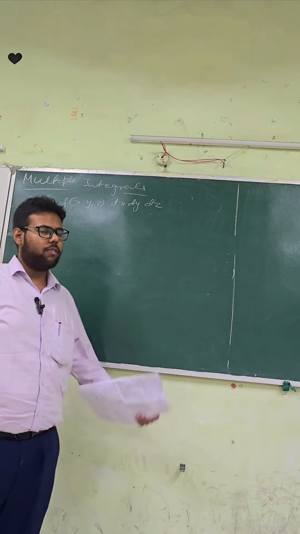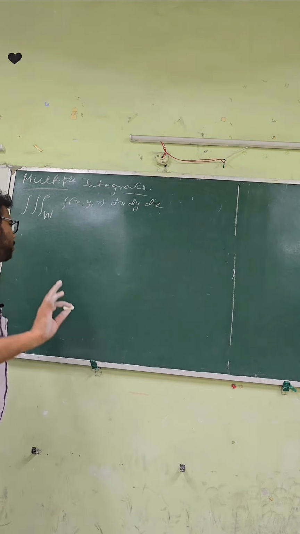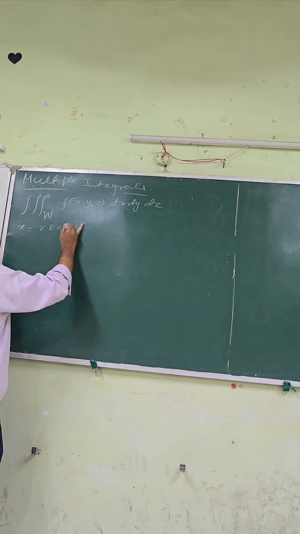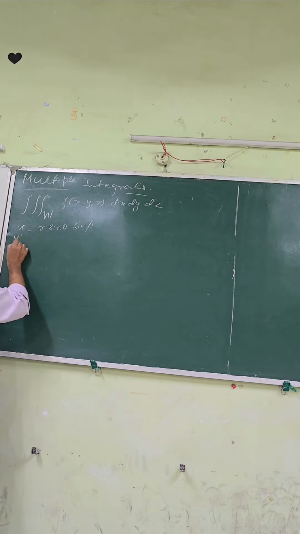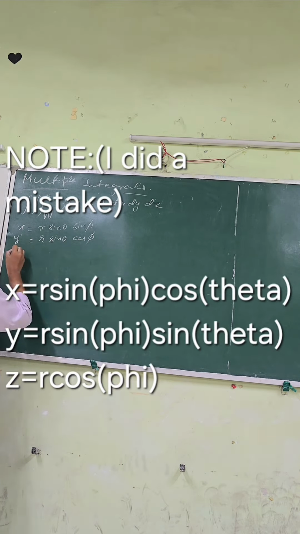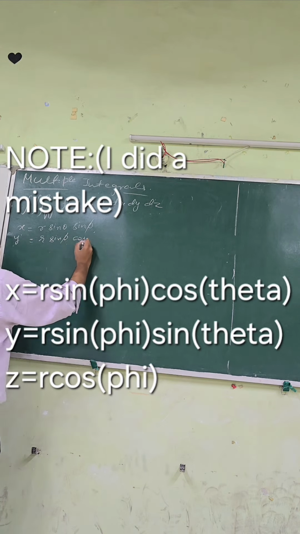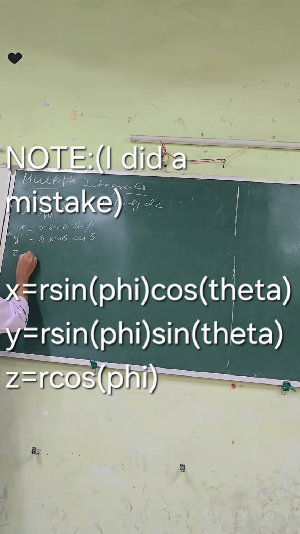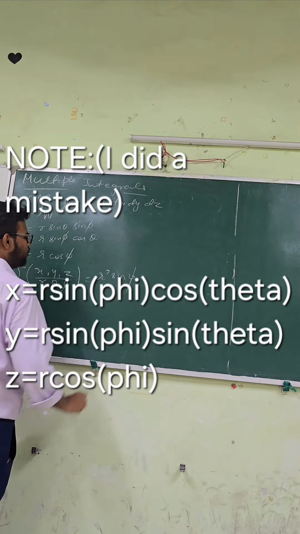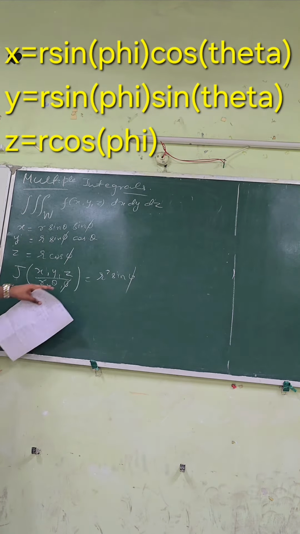So first of all, I will start with the spherical region. We assume x is equal to r sin phi cos theta. Then we assume y is equal to r sin phi sin theta, and z is equal to r cos phi. Why do we do it like this? In this case, you get the Jacobian of x, y, z with respect to r, theta and phi equal to r square sin phi. Remember this.